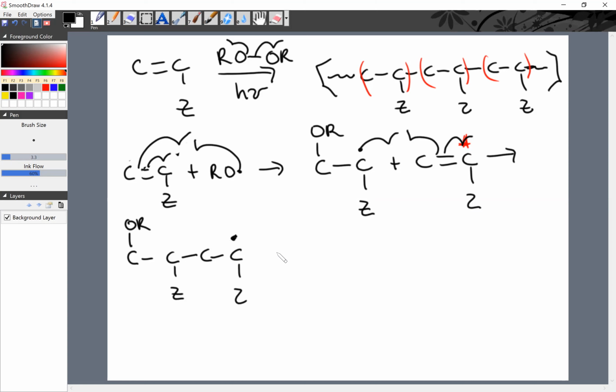And guess what? It reacts with another one until it is stopped or the monomer runs out. Okay, so it can continually go depending on the concentrations and whether the radical conditions are terminated. And so we'll just make one more right here. And we're going to do 1, 2, 3.